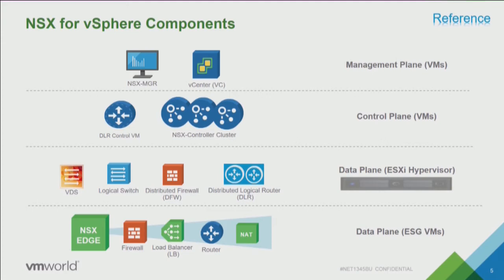And then we have the DLR control VM, distributed logical router control VM, which is basically peering with your physical routers or ESGs to receive the dynamic routes, the OSPF and BGP. Then the data plane that you see there is powered through the ESXi host. So that's the distributed model that we have out there. These functions that you see, the firewall, the distributed logical router, logical switches, they all are distributed across a number of ESXi hosts. So that's your data plane.